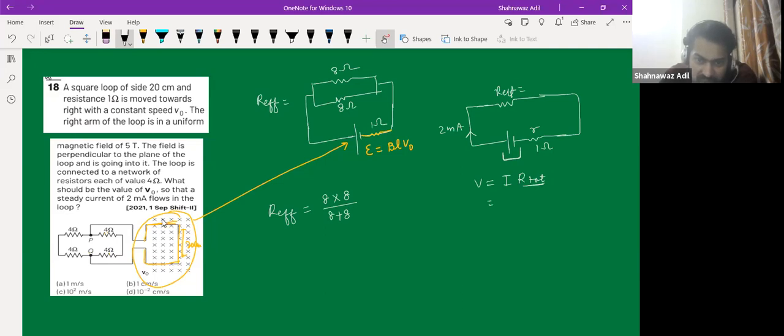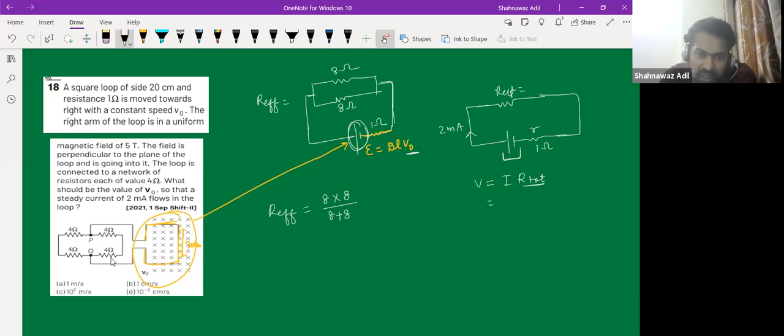So you have an EMF, right? This part is generating this EMF, and this EMF is connected to this circuit, right? This is the circuit with which it is connected. So this EMF will create some current, and you want this current to be 2 milliampere, right? Then you have to fix this velocity. So this is what in this question you have to find out. Right, so first we have to calculate what is this effective resistance.